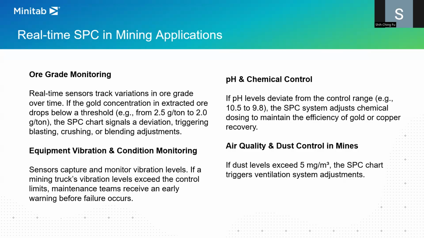pH levels, especially in mineral processing, need to be controlled. If over a certain level, we have to do something. And air quality is a big concern for mining. So if the dust exceeds a certain level, the sensor can capture the numbers, right? And send them to real-time SPC and trigger some adjustment, for example, the ventilation system or some other things. So these are the popular applications in mining using real-time SPC.